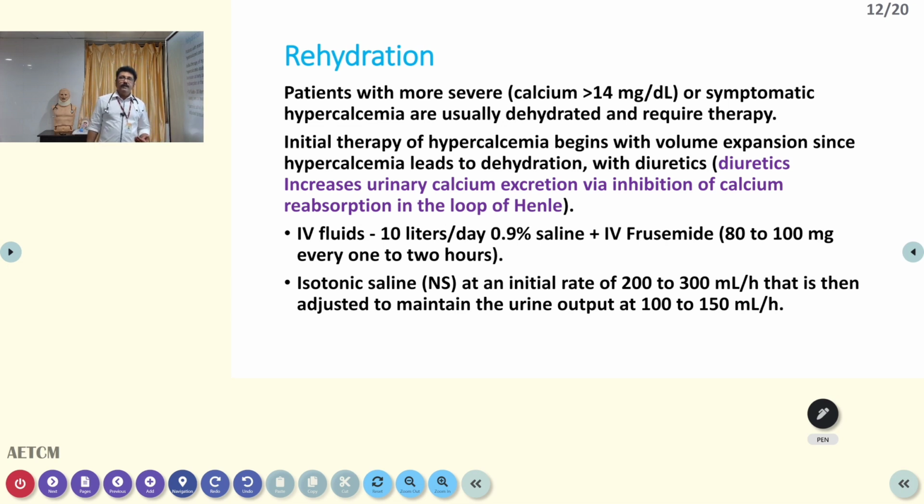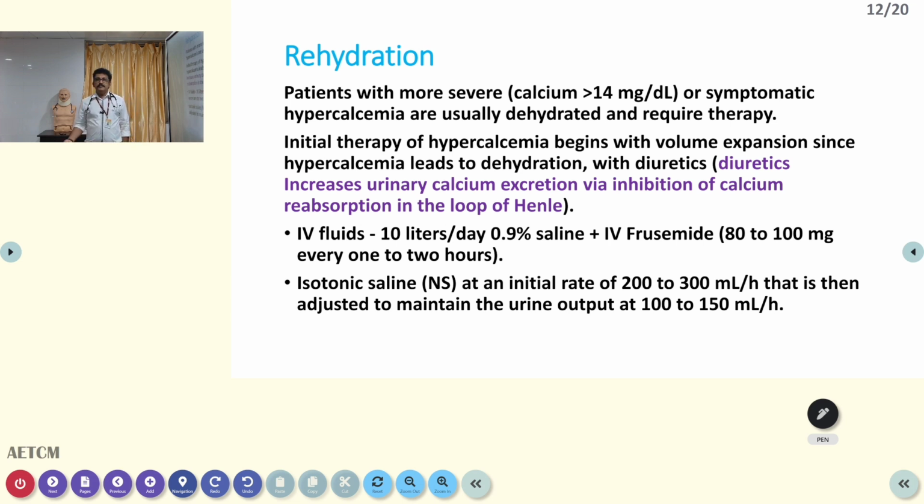So you have to give fluid, you have to give Lasix, that is furosemide, that's a diuretic, that also should be given along with the fluids. So IV fluids 10 liters per day. Normal saline is the preferred drug, along with IV furosemide. Furosemide is a diuretic, so 80 to 100 milligram can be added to the IV fluid, or you can give separate infusion. Initial rate of normal saline will be 200 to 300 ml per hour.